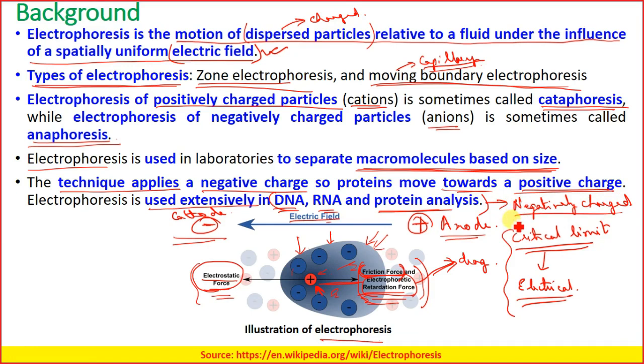So if you need to apply the purification process, or if you want to separate or purify the DNA fragments or the RNA fragments or the protein fragments, then you have to apply a negative charge or a negative potential so that these particles, DNA, RNA or protein, can move towards the positive charge. Okay.